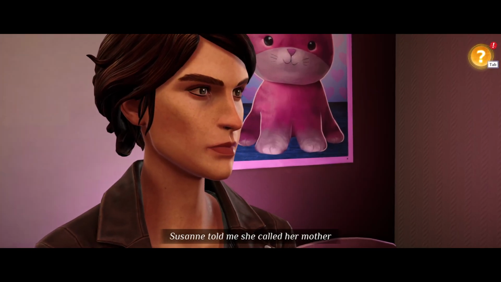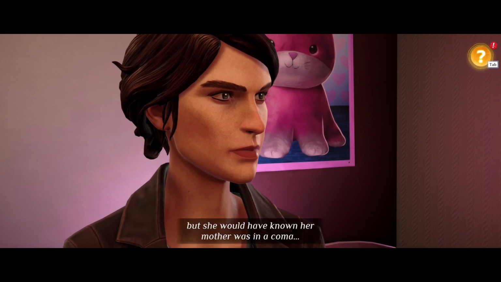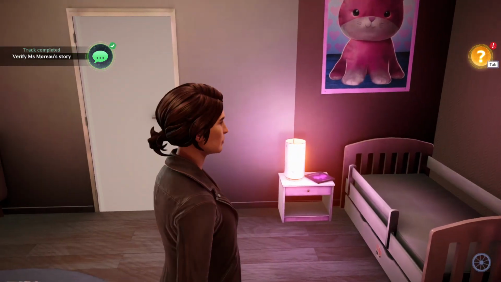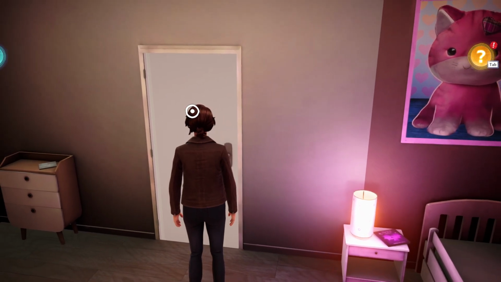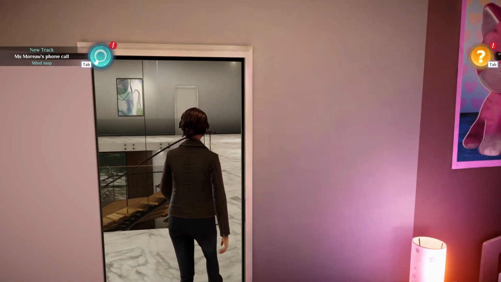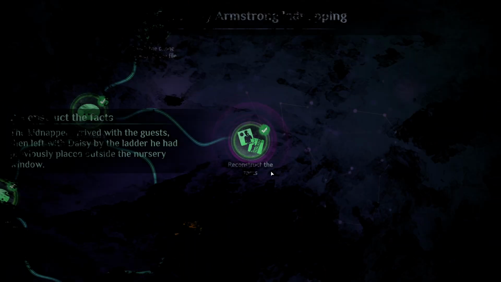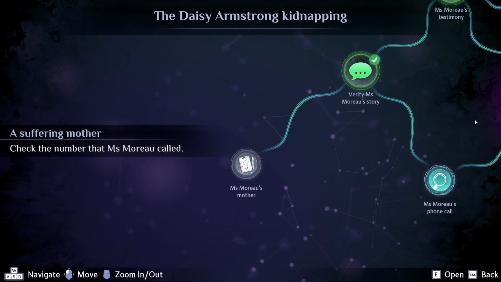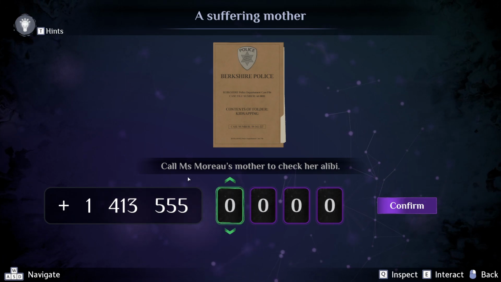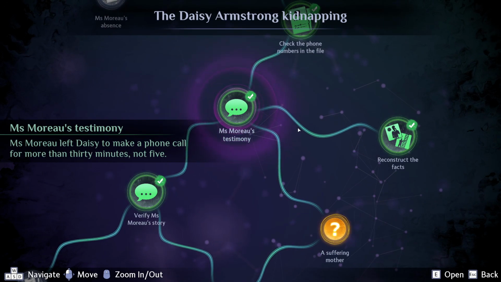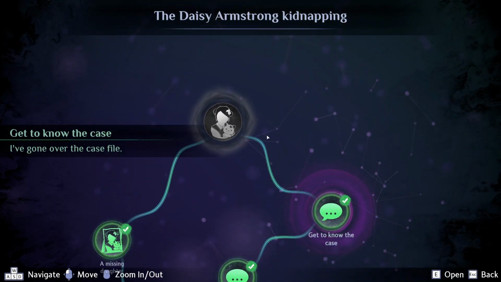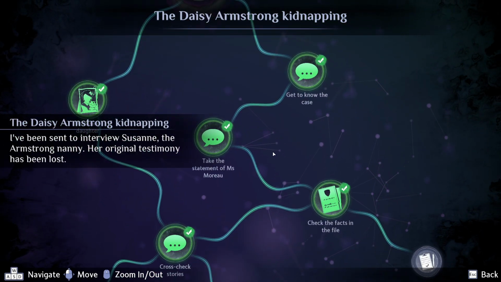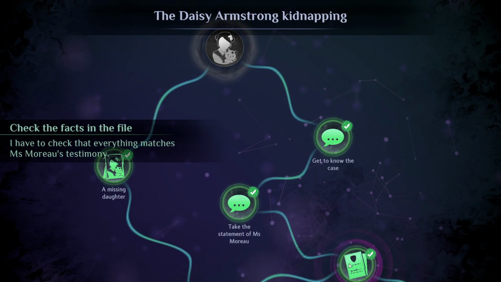Suzanne told me she called her mother, but she would have known her mother was in a coma. Okay. So now we should make the phone call. How many numbers do we need to remember? Okay, 4 last digits. 555. Where is the file? Do we have the file here? Maybe this one, right?